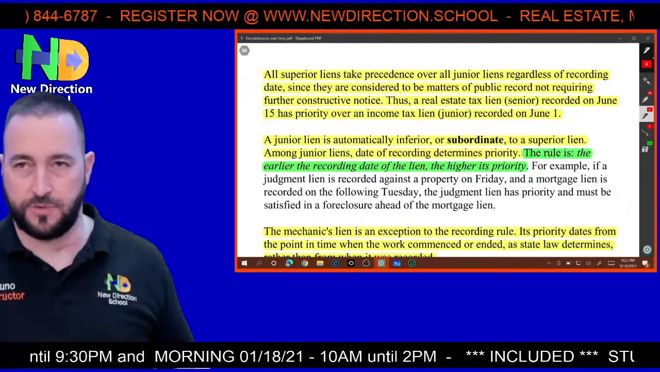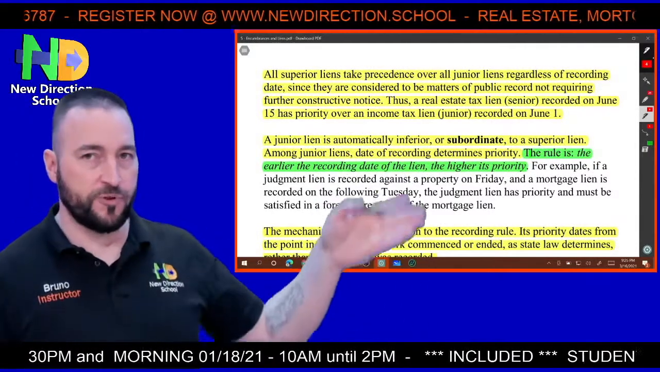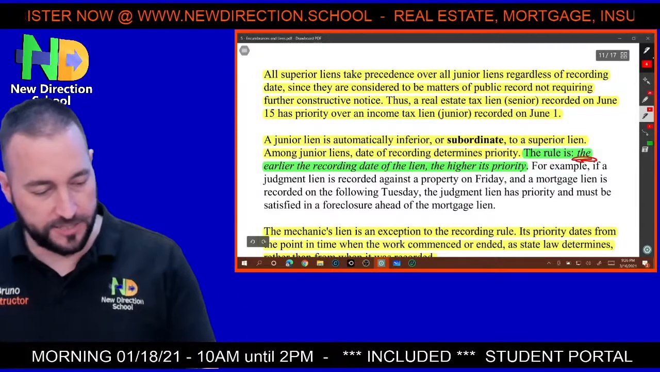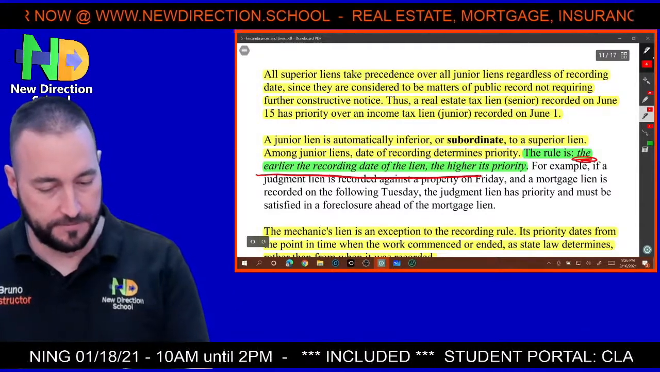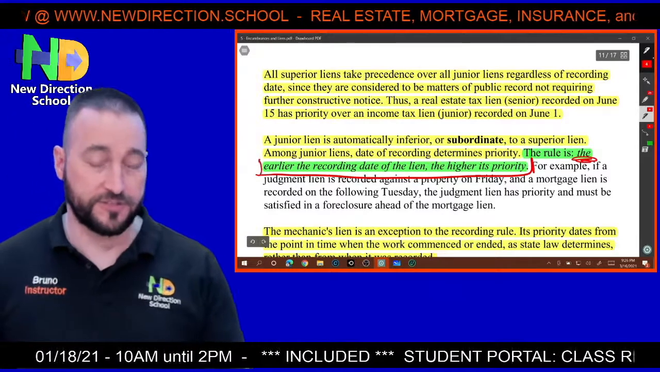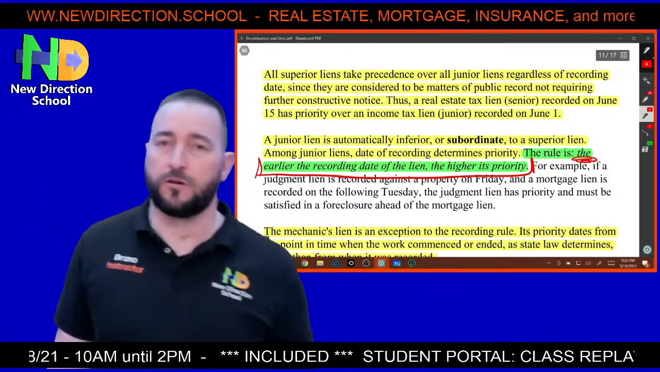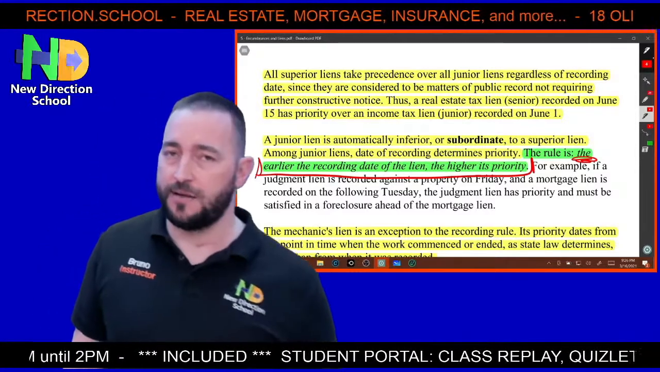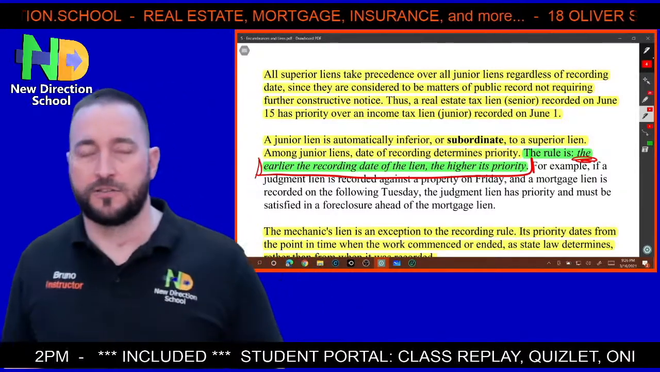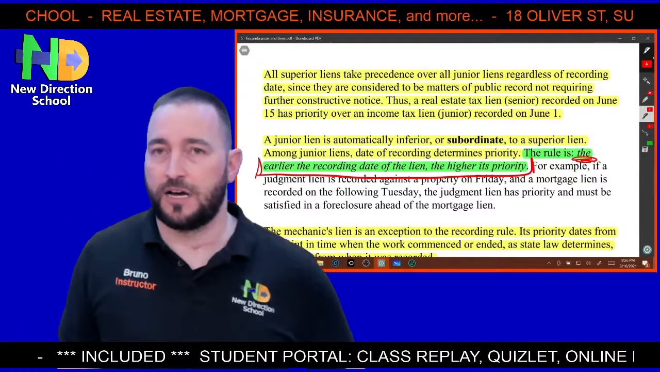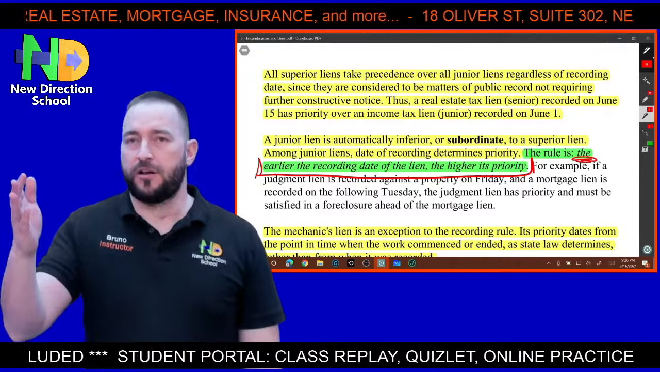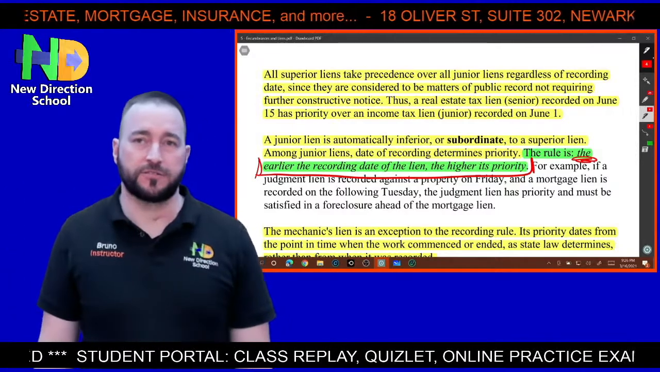Just a few examples. We're done, by the way, but just a few examples here. The rule is pretty much first in time, first in line, after figuring out if it's a junior or a superior lien. Okay, first in time, first in line. So if I have a first mortgage, let's say I'm Bank of America, and I finance the purchase of your house.